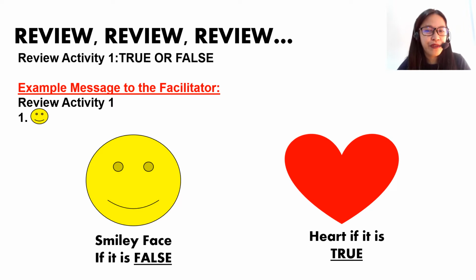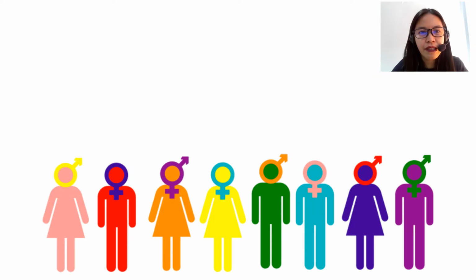Let us have a review first. This activity needs you to message your facilitator and mark it with review activity 1. From 1 to 5, answer if the statement is true or false. If your answer is false, send a smiley face. If your answer is true, send a heart. Kindly read and understand the statement. Let me repeat the instruction: a smiley face if it is false and a heart if it is true.